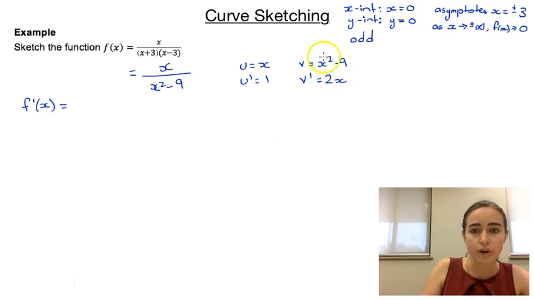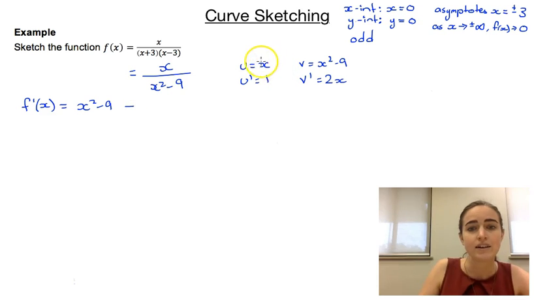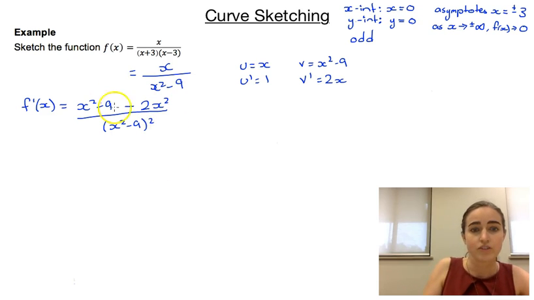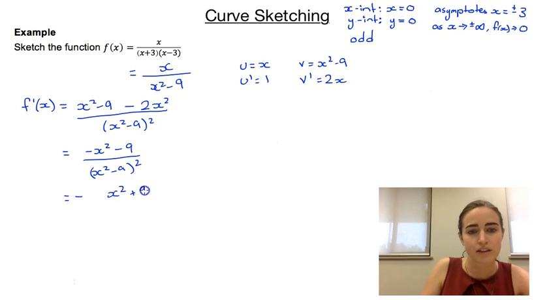So in our rule, we're going to have v times u dash. So 1 times x squared minus 9 is just going to be x squared minus 9. Then we're going to have minus u times v dash, so 2x squared, over the denominator squared, so x squared minus 9 all squared. So simplifying that, we would have minus x squared minus 9 over x squared minus 9 squared. And if we pull out a negative there, we can pull a negative out of the whole thing and have x squared plus 9 over x squared minus 9 squared. So that's our first derivative.